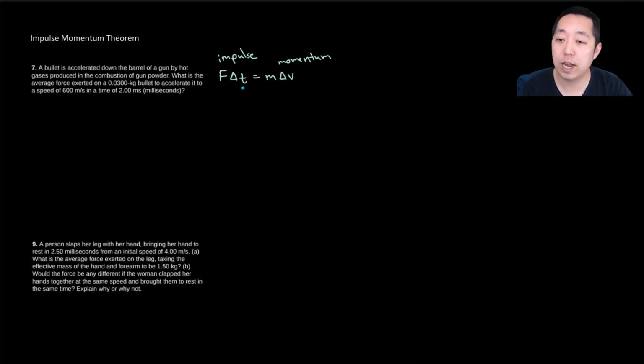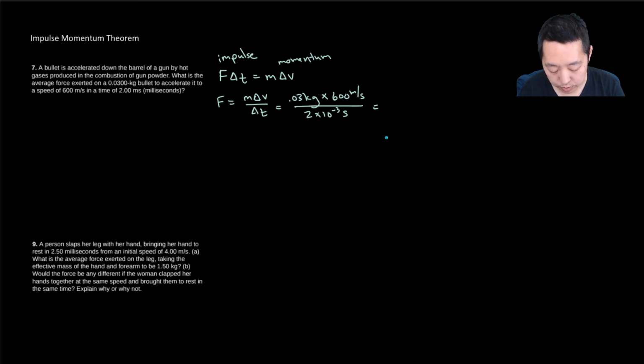So here they're asking what the average force is. Well, I would just rearrange this: the average force would be the mass times delta v over delta t. The mass is 0.03 kilograms. The delta v, the change in velocity, is starting from rest and going to 600 meters per second, so I'm going to multiply by 600 meters per second. I'm going to divide by the time, which is 2 times 10 to the minus 3 seconds, because it's in milliseconds. So you've got to be careful on the units sometimes. I get 9,000 newtons.